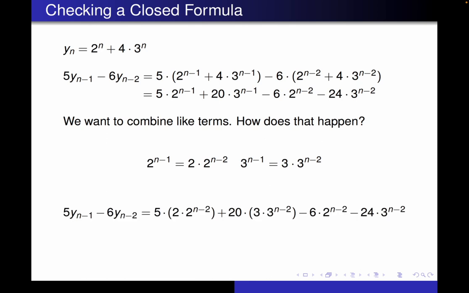And then I can take those things and just plug them into the formula, right? 2 to the n minus 1 equals 2 times 2 to the n minus 2. That's what I did in that very first term. And then 3 to the n minus 1 equals 3 times 3 to the n minus 2. That's what I substituted in that second term.